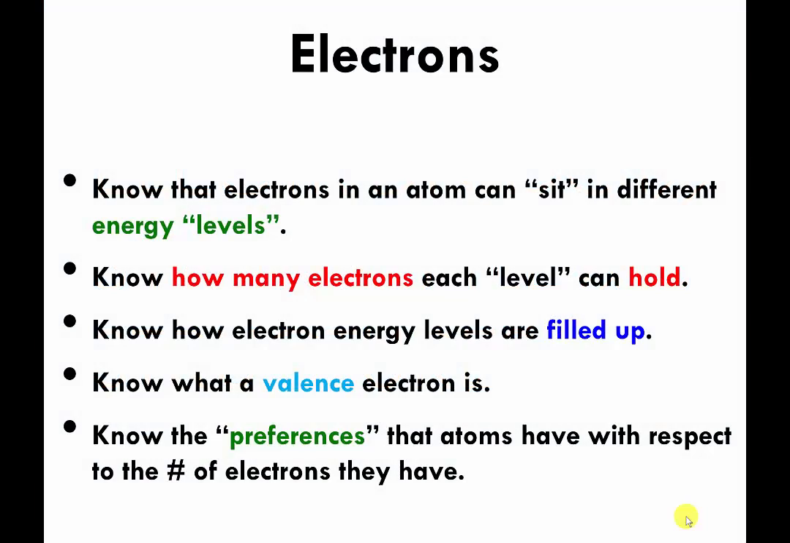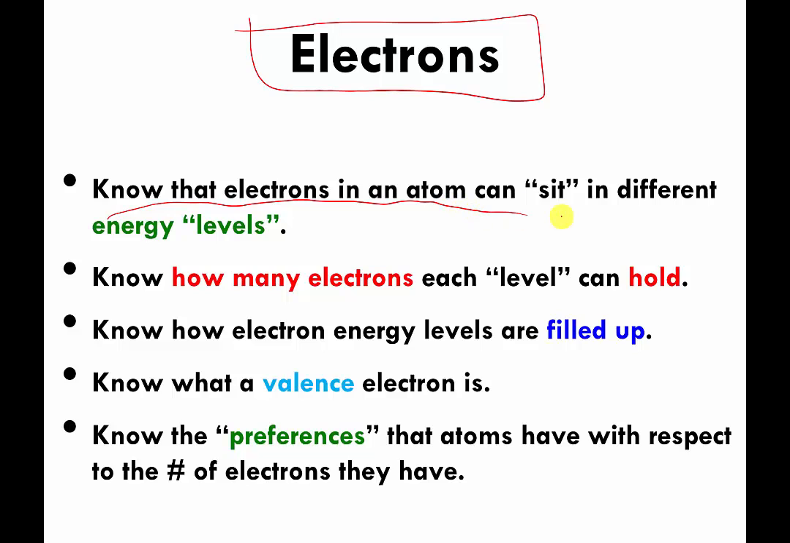Okay, compared to the monster video that you may have listened to previously, this is going to be a pretty short video. This is a summary of what we've been talking about and what you should know. You should know that electrons in an atom can sit, and I put sit in quotes, in different energy levels. The lowest energy level is usually considered to be where the electrons are closest to the center of the atom, the second lowest energy level, second closest, etc.